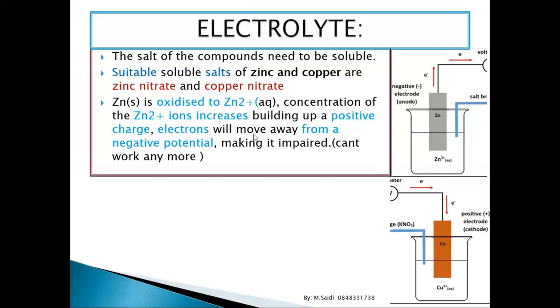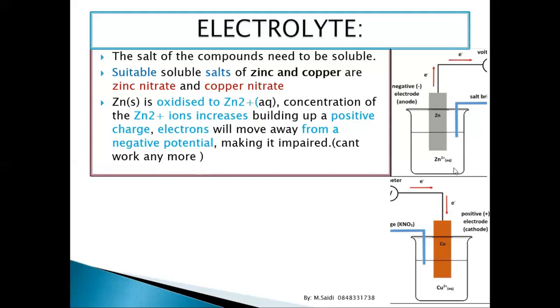The electrons will move away from the negative potential. Remember, this is a negative potential. And then they go to where copper is. What happens? The electrons move away from the negative terminal, making it impaired. It means that now we have too much positive here. Remember, this is supposed to be a negative terminal, and now you have too much positive. What will happen? Then it's going to be impaired.